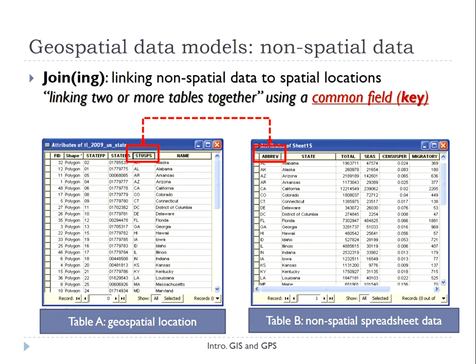The process of connecting or linking the table to a map is called joining. To do so, you will need a common matching column from both tables. This common field is called a key. Here from the example, STUSPS and ABBREV contain the same information, the two-letter state abbreviation.